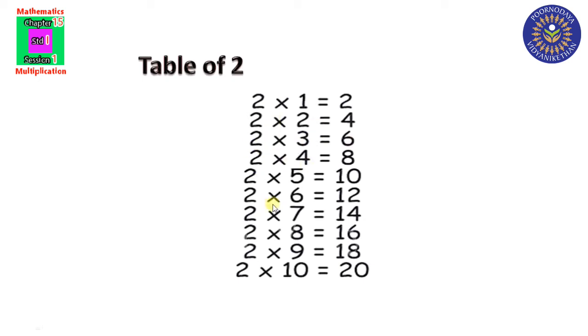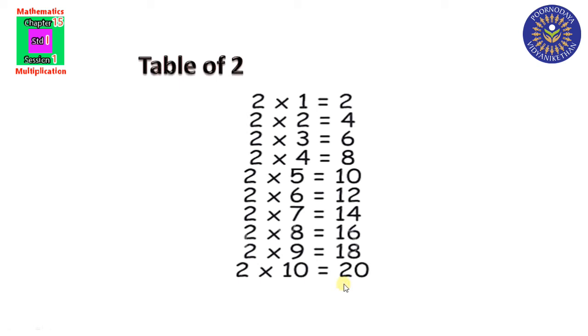Like this we can write the multiplication table up to 10. See here, 2 1 is 2, 2 2's are 4, 2 3's are 6, 2 4's are 8, 2 5's are 10, 2 6's are 12, 2 7's are 14, 2 8's are 16, 2 9's are 18, 2 10's are 20. Like this we can read the multiplication table of 2.